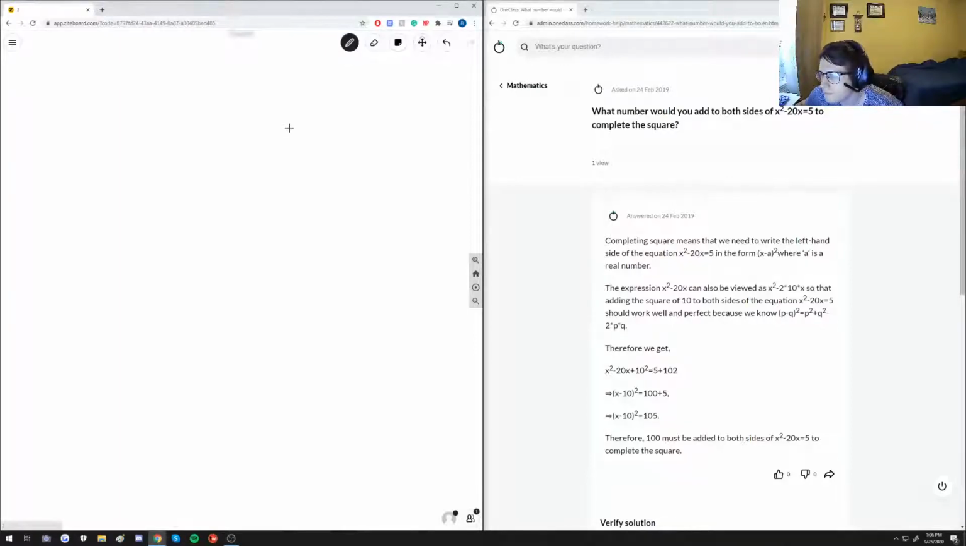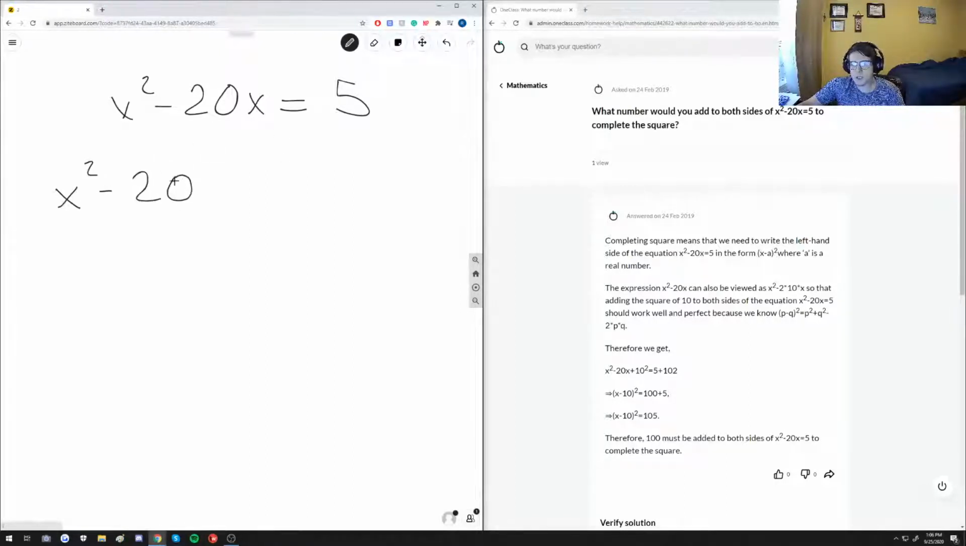So, next question. What number would you add to both sides of x squared minus 20x equals 5 to complete the square? The first thing I like to do is put this into a nice quadratic equation, so I'm going to subtract 5 on both sides. So x squared minus 20x minus 5 is equal to 0.